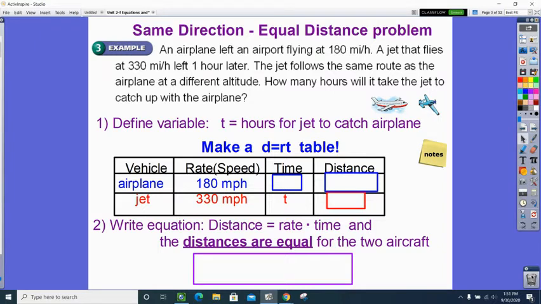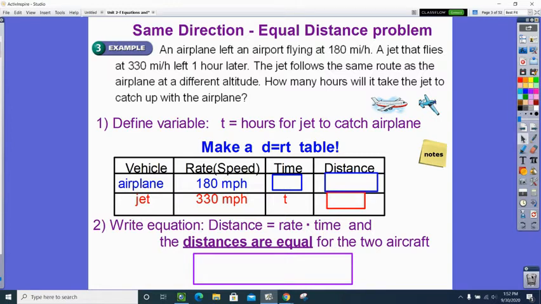It's flying, it's flying. An hour later, the jet takes off. Who was in the air flying longer? Who has more time in the air?